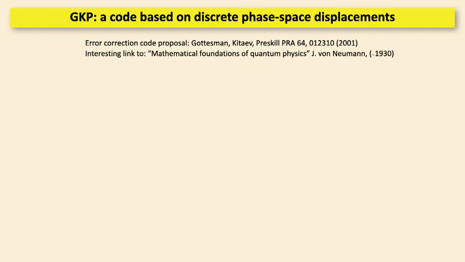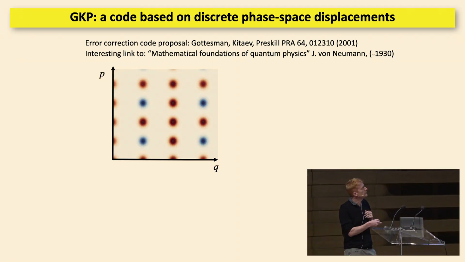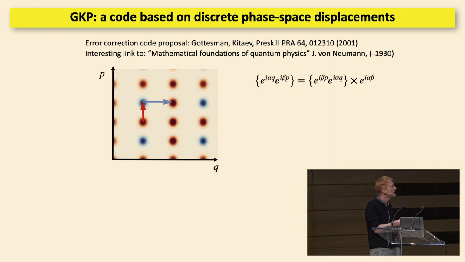Okay, so how does that relate to this error correction code? Now I have to describe to you the error correction code. This is a beautiful idea that comes from Gottesman, Kitaev, and Preskill around 2000 and wasn't realized for many years, but it's actually linked to some nice ideas that I've played around with in John von Neumann's work on quantum mechanics. So the basic idea is you try and construct a qubit.